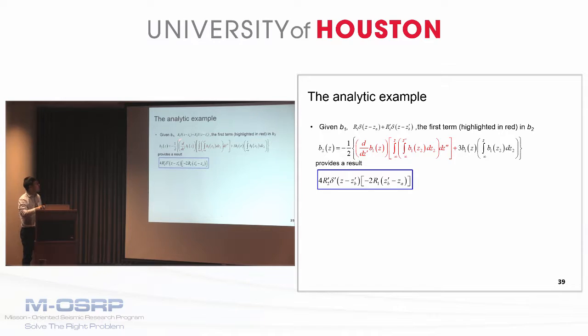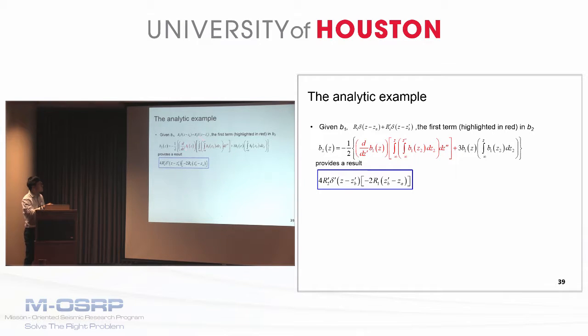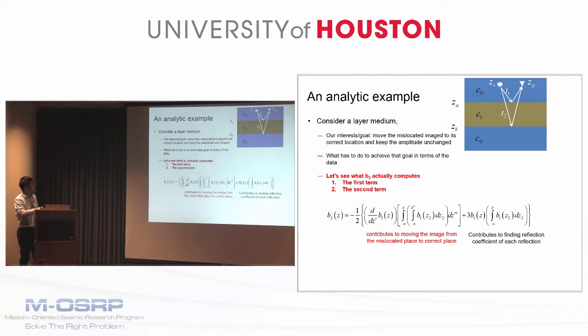Given the B1, we can calculate this first term, highlighted in red. This is the result we obtained. And if we compare these results with the expansion we obtained, we can see the result from this first part exactly corresponds to this expansion of the first term. So from this analytic example, we know this first part contributes to moving the image from the mislocated place to its correct place.